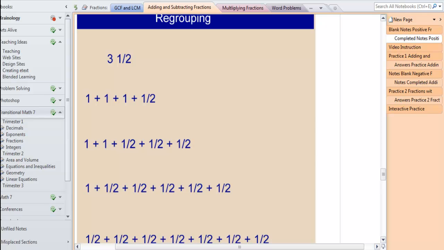Let's talk about regrouping for just a minute to make sure you understand it. When you see 3 and 1/2, that actually means 1 plus 1 plus 1 for the 3 wholes plus a half, which could be regrouped as 1 plus 1 plus 1 and 1/2, because that equals 1, plus 1/2. So this would actually be 2 and 3/2. That could be regrouped as 1/2 plus 1/2 for that second 1 whole, 1/2 plus 1/2 for that third 1 whole. So this would actually equal 1 and 1, 2, 3, 4, 5/2.